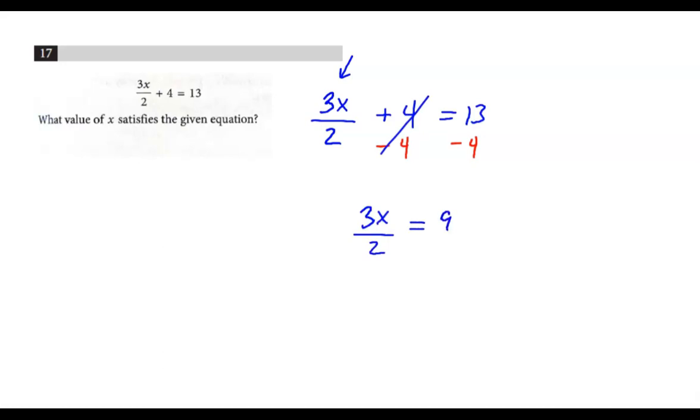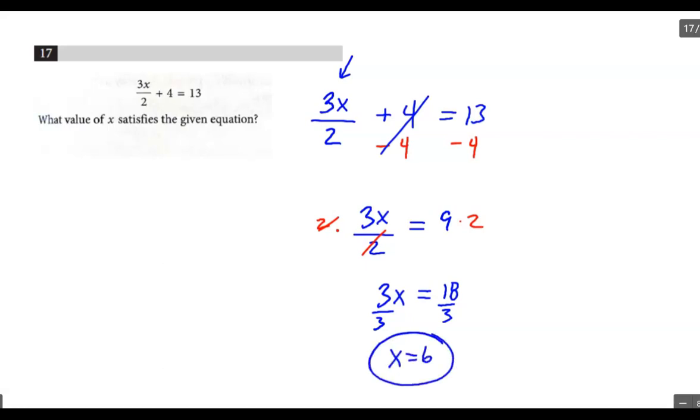And to get rid of the divided by 2, I'm going to multiply both sides by 2. So I'm going to times this side by 2, and I'm going to times this side by 2. And basically the times by 2 and the divide by 2 cancel. So now we're left with 3x equals 18. And now I just divide both sides by 3, and we get x equals 6.